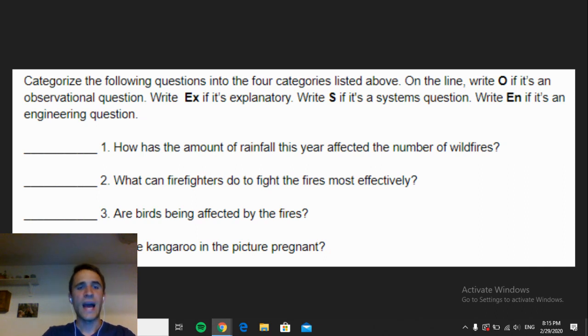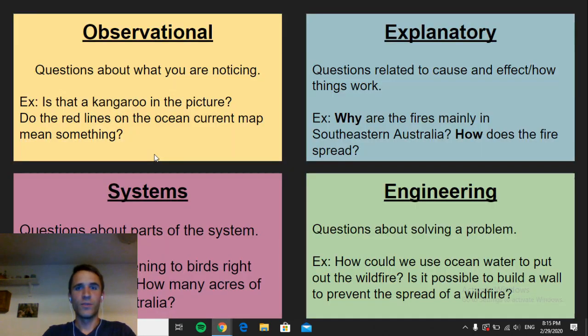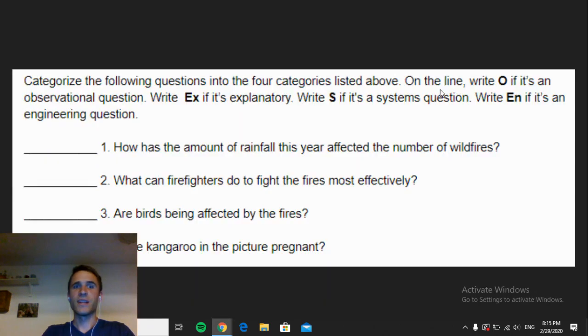First question says, how has the amount of rainfall this year affected the number of wildfires? So once again, this starts with the word how, which is a hint for us. It also has the word effect in it, so it sounds like we're talking about cause and effect. If you back up a little and think about it, it's asking you to explain how something affects something else. So if you look back here, it starts with how, about cause and effect, how things work. It's definitely an explanatory question.